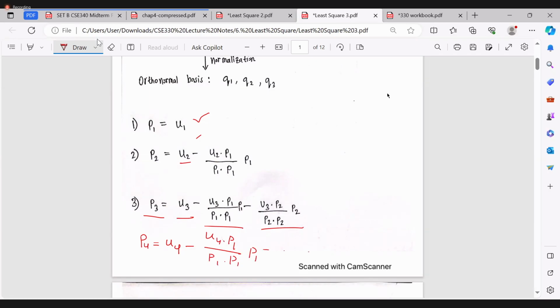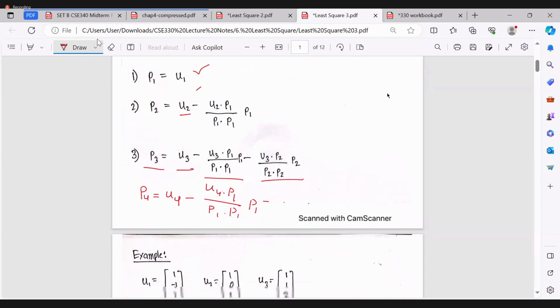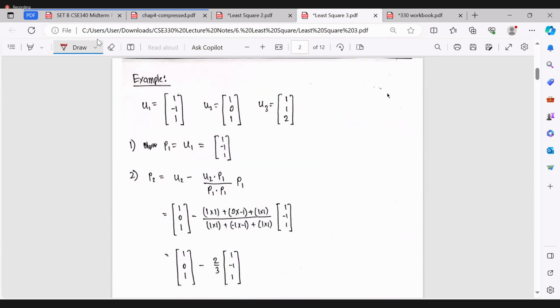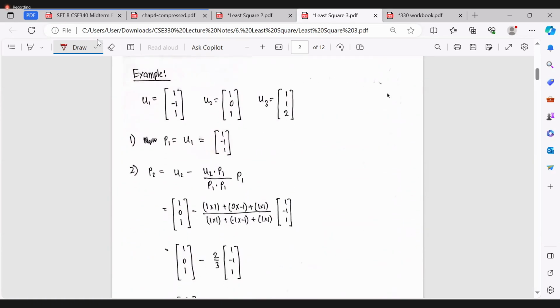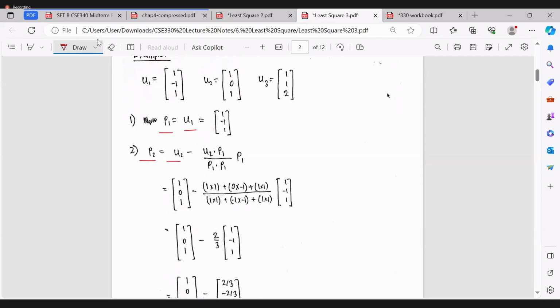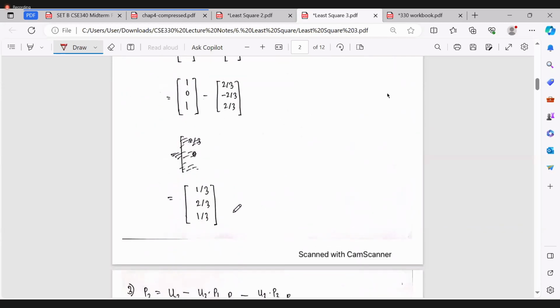Similarly, this will carry forward through P2, P3. So this is how you generate the formulas as you go. Here there are three vectors U1, U2 and U3 and you will convert them to orthonormal vectors using the Gram-Schmidt process. So P1 is equal to U1, P2 equals this formula right there. I am not explaining the formula, just basic dot product and you get this back.